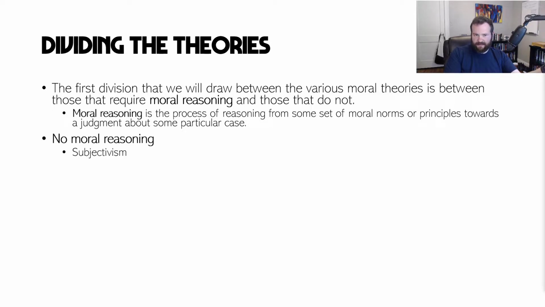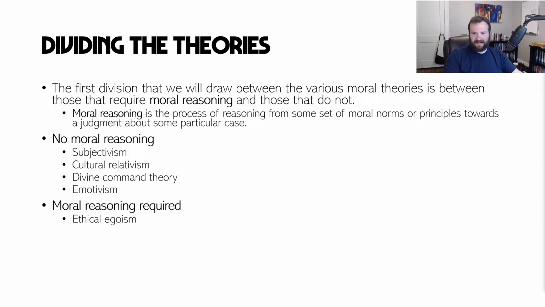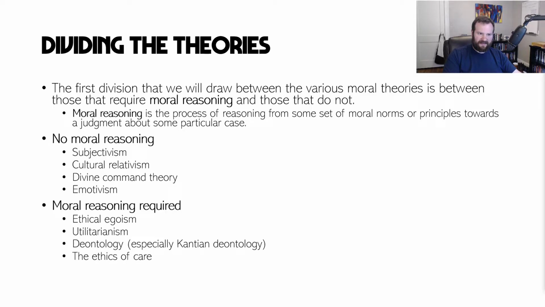There are some moral theories that don't think that that is the way morality works. Here's some examples: subjectivism, cultural relativism, divine command theory, and emotivism, right? But there are many other views that think that is how morality works, that in order to actually try to be a moral person, you're going to have to think a little bit, right? You're going to have to apply some moral reasoning. These views are things like ethical egoism, utilitarianism, and deontology. We'll also talk a little bit about the ethics of care, which we get out of feminist ethics.